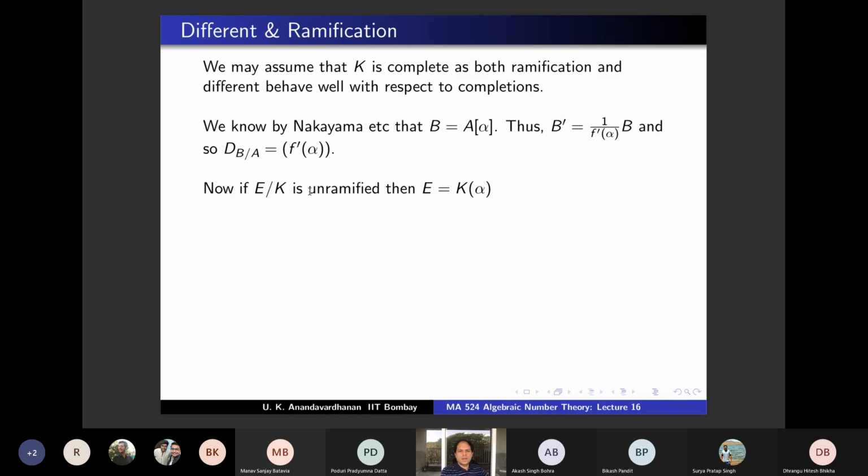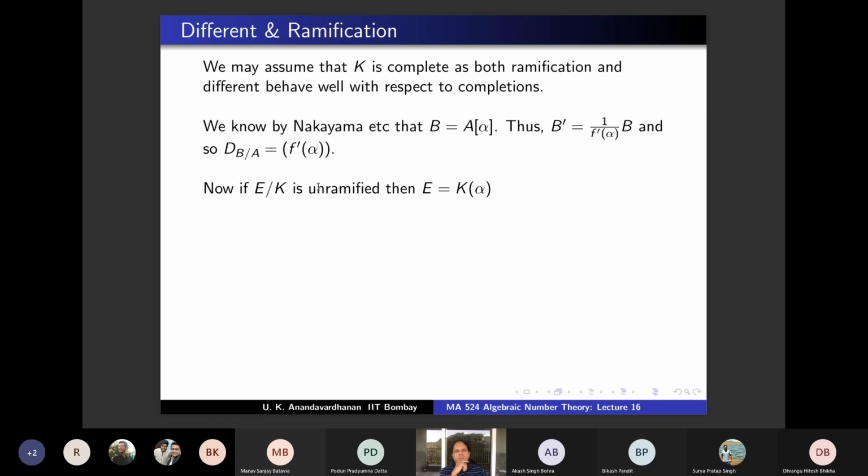Now assume E over K is unramified. What do we need to show when E over K is unramified? The result is that P will not divide the different. And we are going to show that the different is trivial if E over K is unramified. So if E over K is unramified, then E is generated by one element alpha.